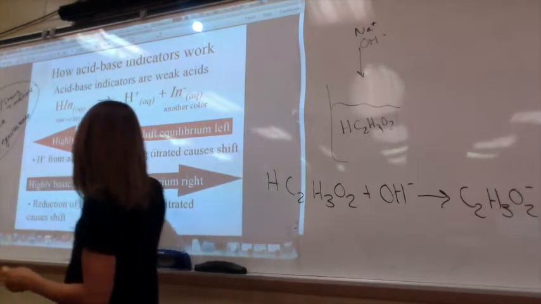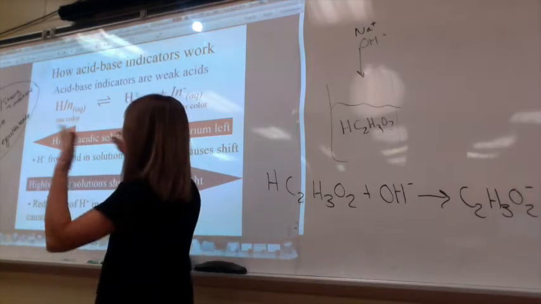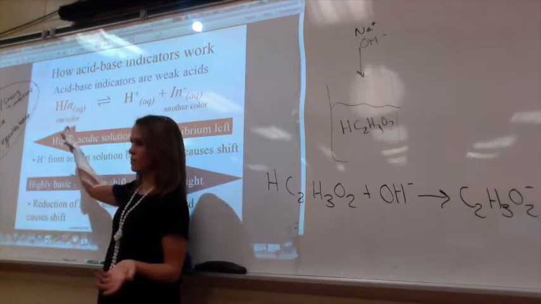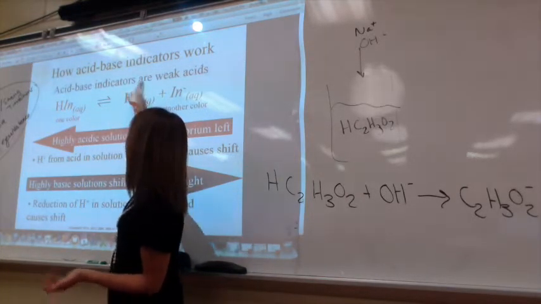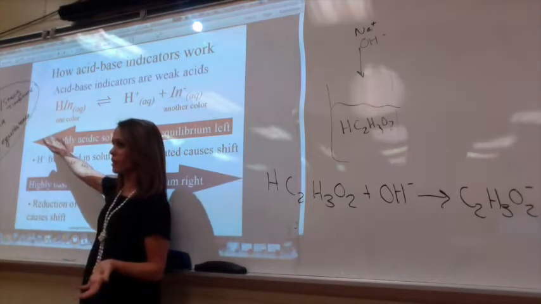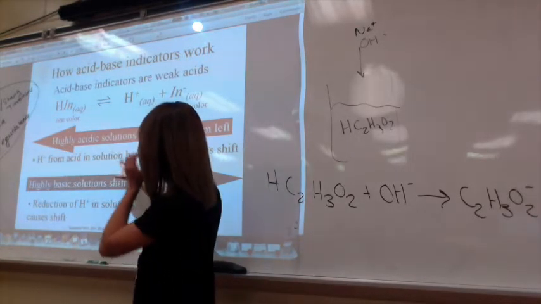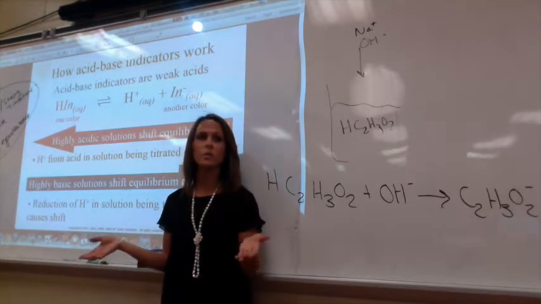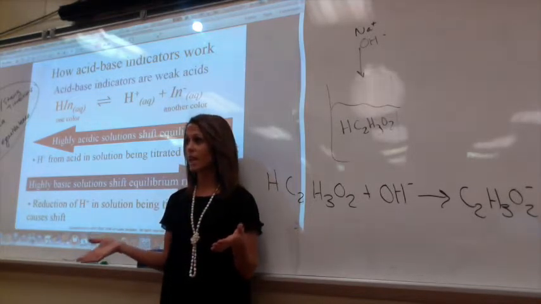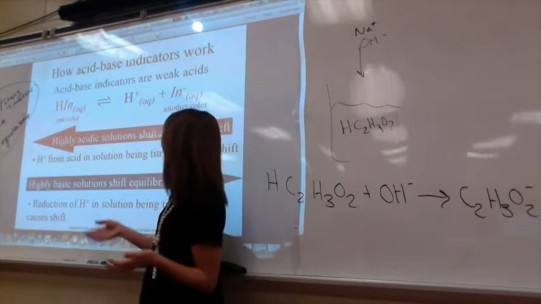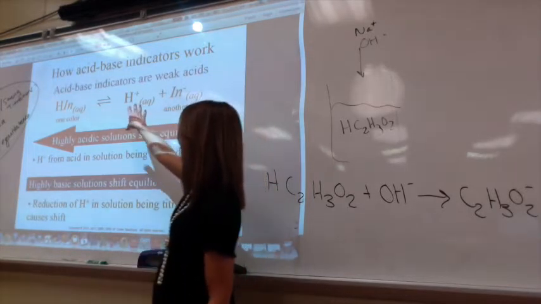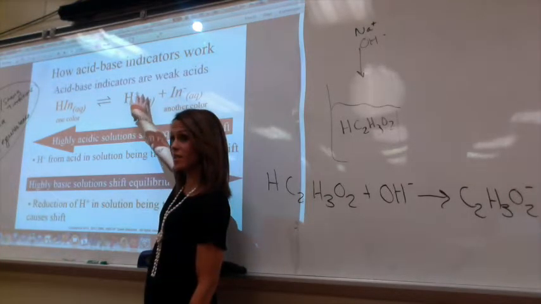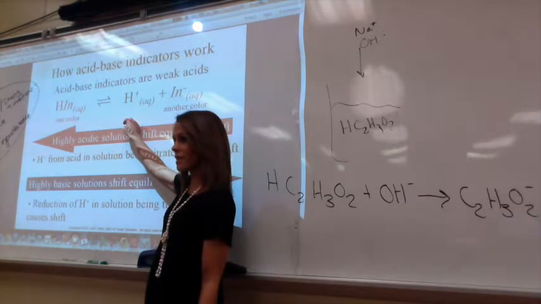So it says highly acidic solutions shift the equilibrium left. So if I put my indicator into an acid beaker, it means that it's going to shift this because of Le Chatelier's principle. An acid would be floating around. This would be the common ion, and it would shift it even further to the left. Okay? It says H plus from acid in solution being titrated causes that shift. If I put phenolphthalein into a basic solution, the solution's going to be pink right away. That's because it's going to shift that equilibrium. If you put it in a base, it removes this because it reacts with the indicator itself. And what does it do according to Le Chatelier's?